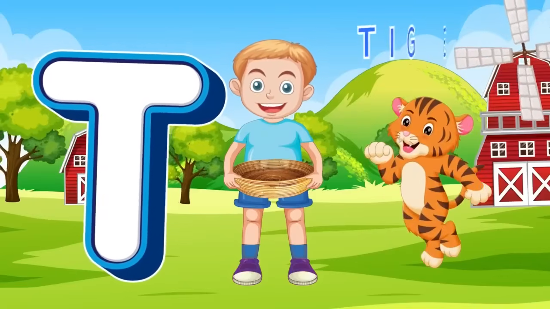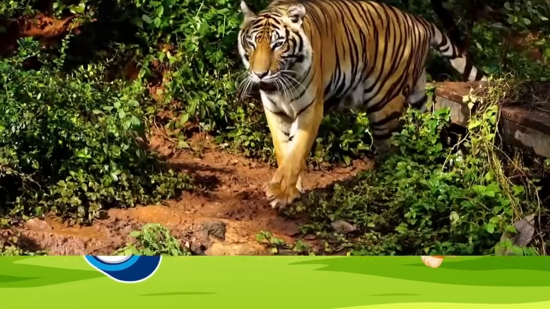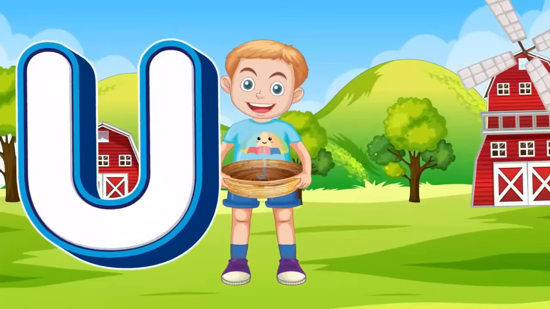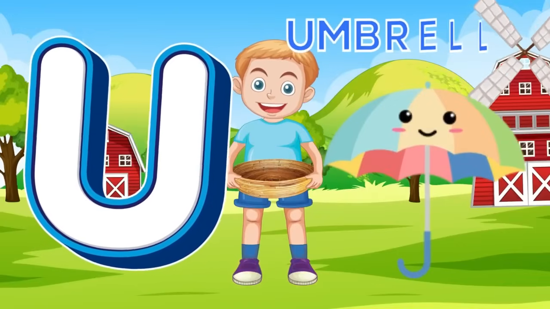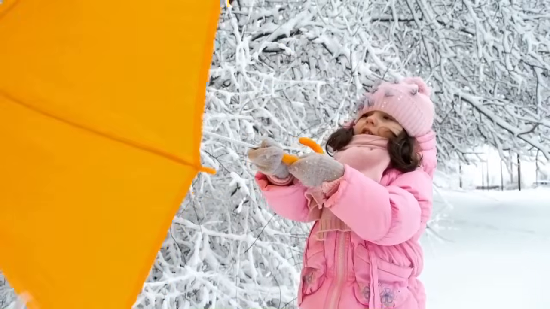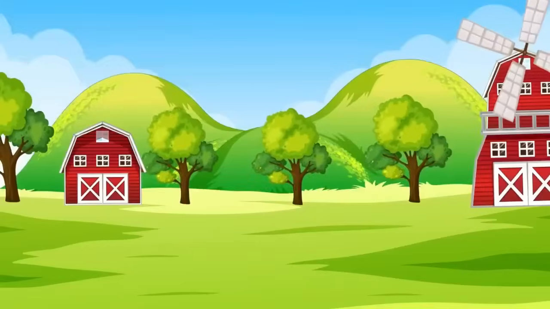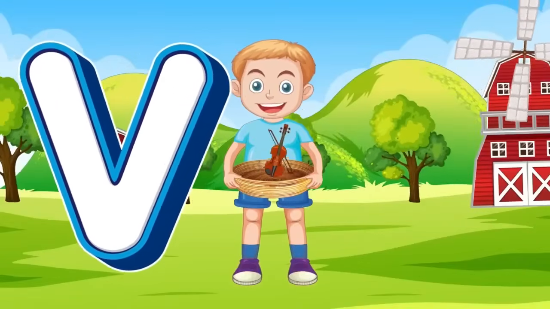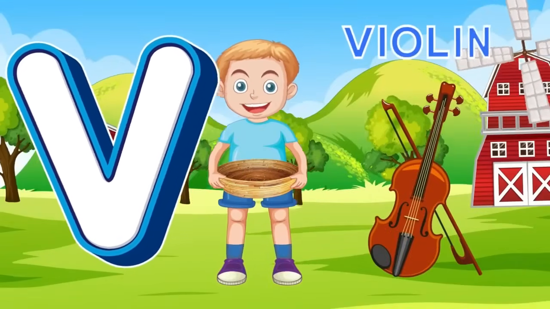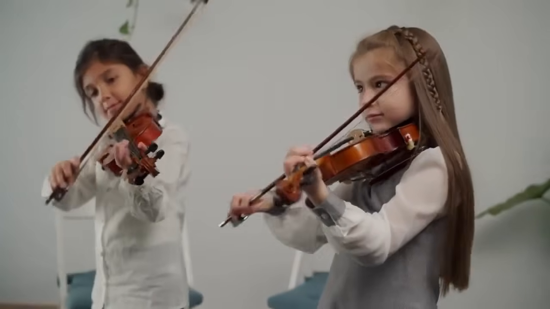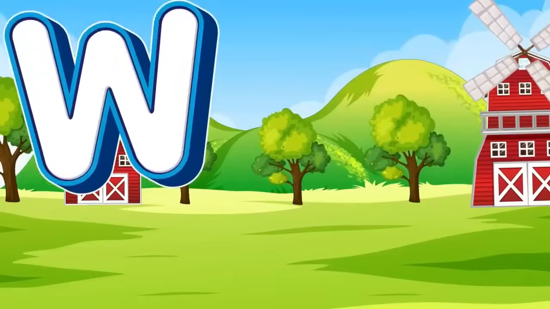T is for tiger. U is for umbrella. V is for violin.